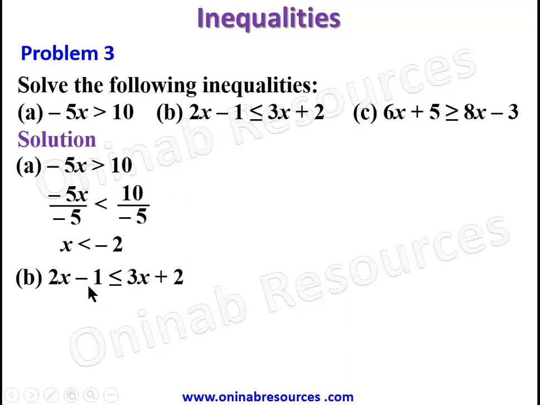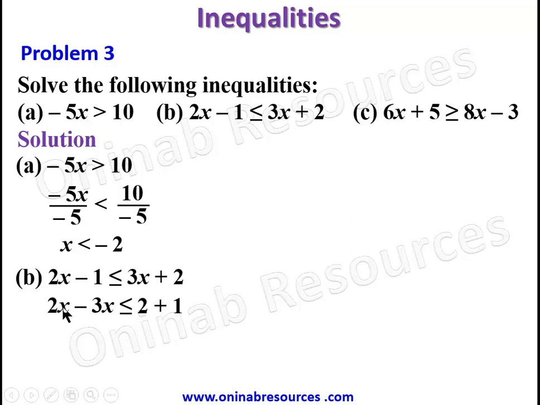We have 2x minus 1 less than or equal to 3x plus 2. So here we are bringing this 3x to the left hand side to meet the 2x here. So keeping the 2x on the left hand side and moving this 3x to the left hand side, it becomes minus 3x less than or equal to, we keep the 2 on the right hand side, moving this negative 1 to the right hand side, it becomes positive 1.